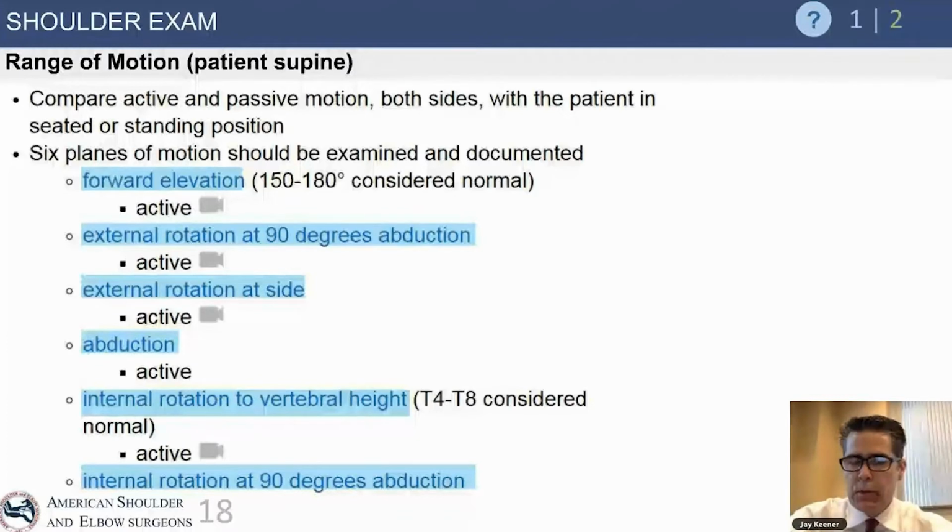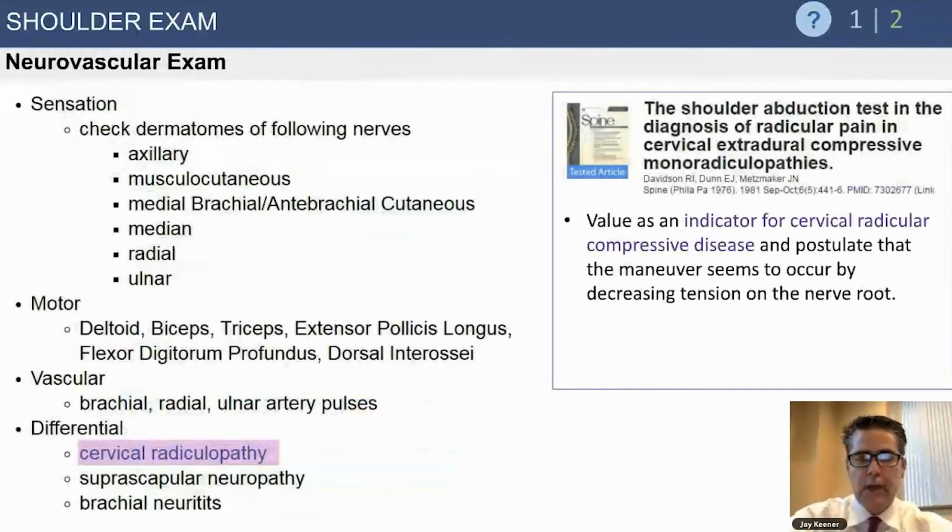The 6 cardinal motions that we look at are forward elevation, usually flexion and scapular plane abduction, external rotation with the arm at the side, external rotation with the arm at 90 degrees abduction, internal rotation behind the back, and internal rotation at 90 degrees of abduction. Each of these range of motion tests gives you a little bit different information about what's possibly causing the patient's symptoms. We'll go into the range of motion exam a little bit more in a second.